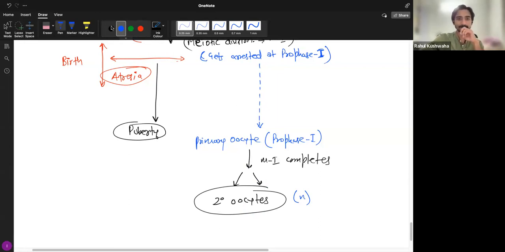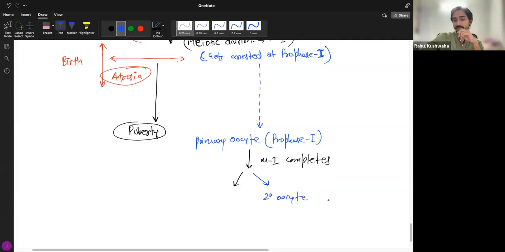And also, to complicate things a little bit, let me tell you that the primary oocyte will divide to form two things. One will become a secondary oocyte. Only one cell will become a secondary oocyte, which is haploid. The other cell does not become an oocyte. It is called unequal division, and the other cell becomes a polar body. Now, what the heck is a polar body? It's called the first polar body.